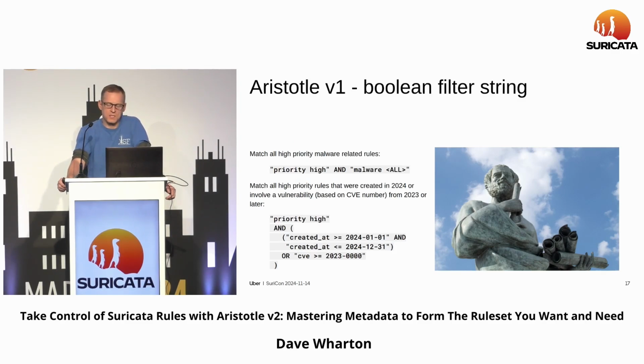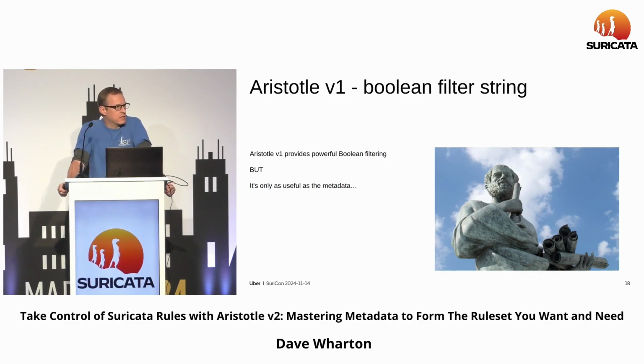And then there's what I mentioned, the Boolean filter string. So here's an example where I have priority high and malware all. So I'm looking for, in the metadata, the metadata key priority with value high, and the metadata key of malware with any value. So any rule that has priority high set in the metadata and has the malware metadata key will match on this. Similarly, that bottom rule looks for priority high, and it looks for a rule that was created within a certain range. So for some metadata keys, you can do greater than, less than, ranges, which is kind of nice. So date fields, CVEs. So here I'm looking for a high priority rule that was created in 2024 or has a CVE reference of 2023 or greater.